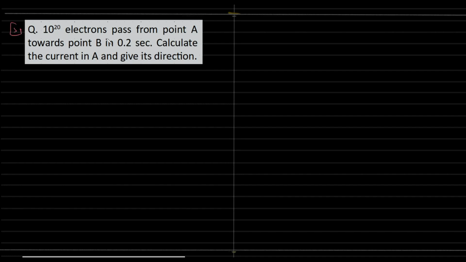10 to the power of 20 electrons pass from point A towards point B in 0.2 seconds. Calculate the current in amperes and give its direction. So first things first, we have given.